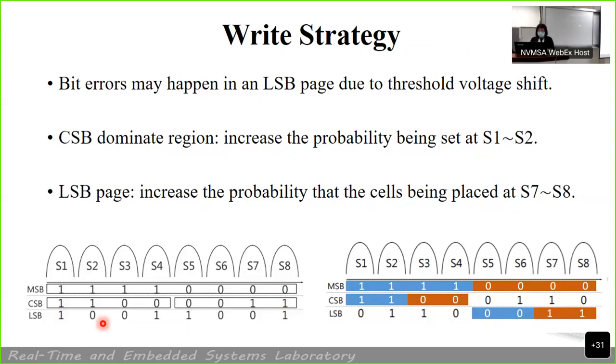In the conventional mapping, when the CSB is 1, the higher states, S5 to S8, will be concentrated in S7 and S8, while the lower states, S1 to S4, would be programmed at S1 to S2. The CSB dominant region cannot distribute the threshold voltage state to the higher or the lower states. In our design, shown on the right, the conventional CSB dominant region is divided into CSB and LSB regions. In the CSB dominant region, we can increase the probability that the state is set at S1 and S2. For the LSB page, increasing the ratio of 1 can increase the probability that the cell is set at S7 and S8.